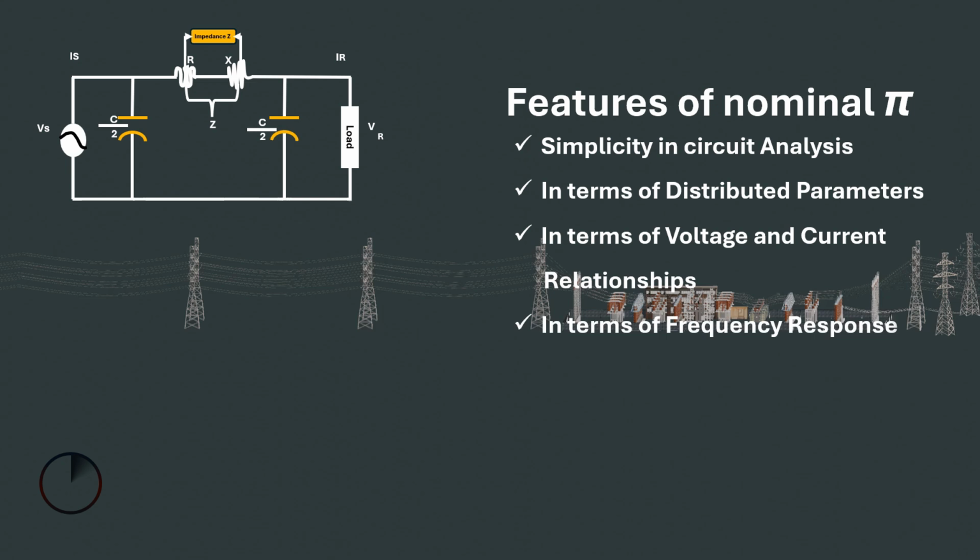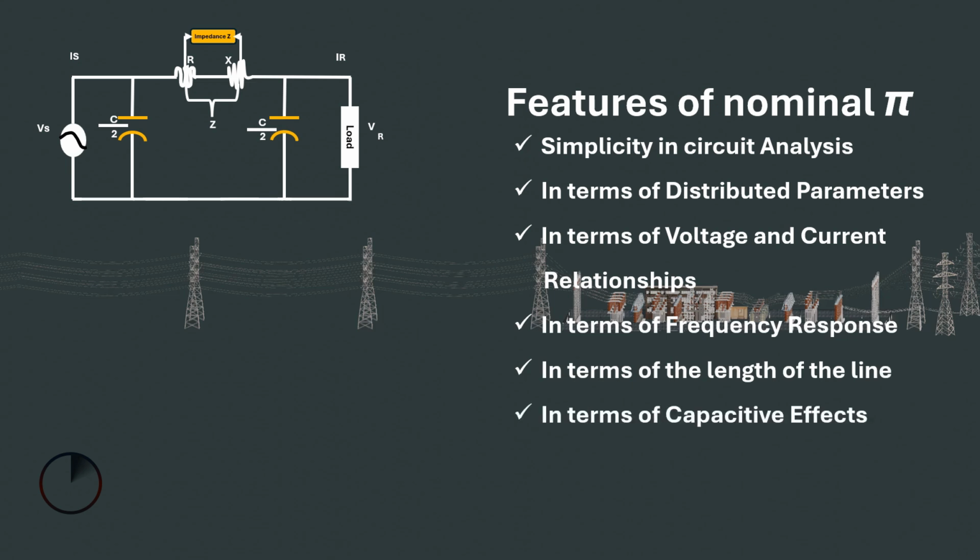5. Just like we said earlier, in terms of the length of the line, the Pi model is the best approach in solving medium transmission lines, because it provides a good balance between accuracy and complexity. 6. In terms of capacitive effects, the shunt capacitance in the Pi model allows for the inclusion of capacitive effects, which are significant in long transmission lines. This is important for accurately predicting the behavior of the line under various loading conditions.